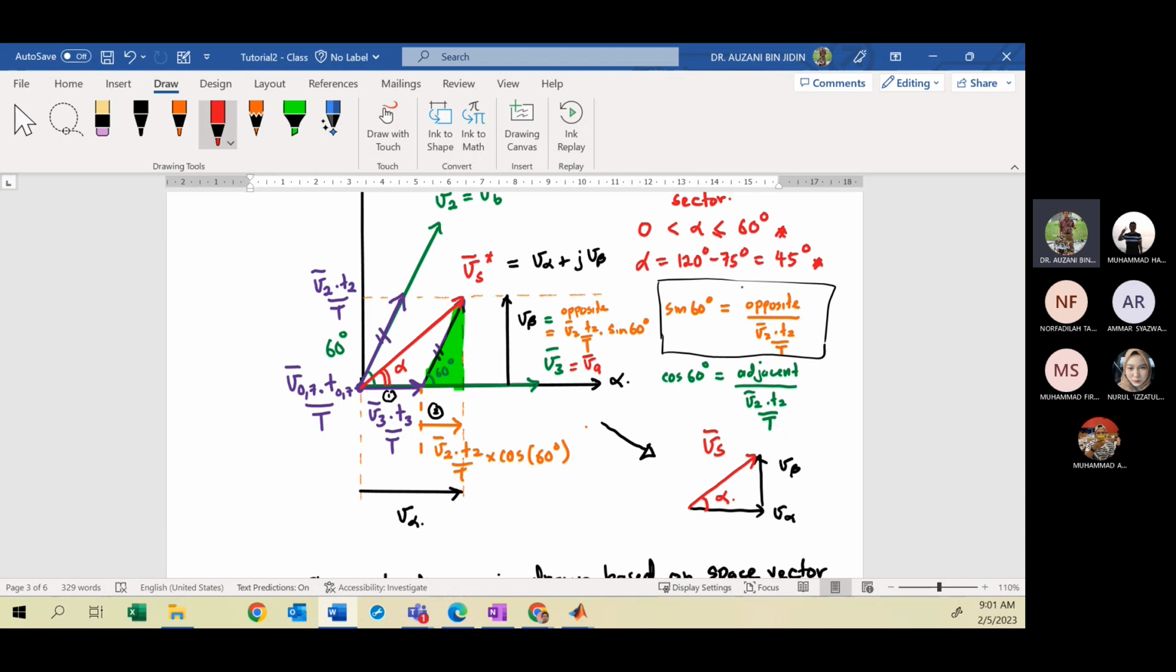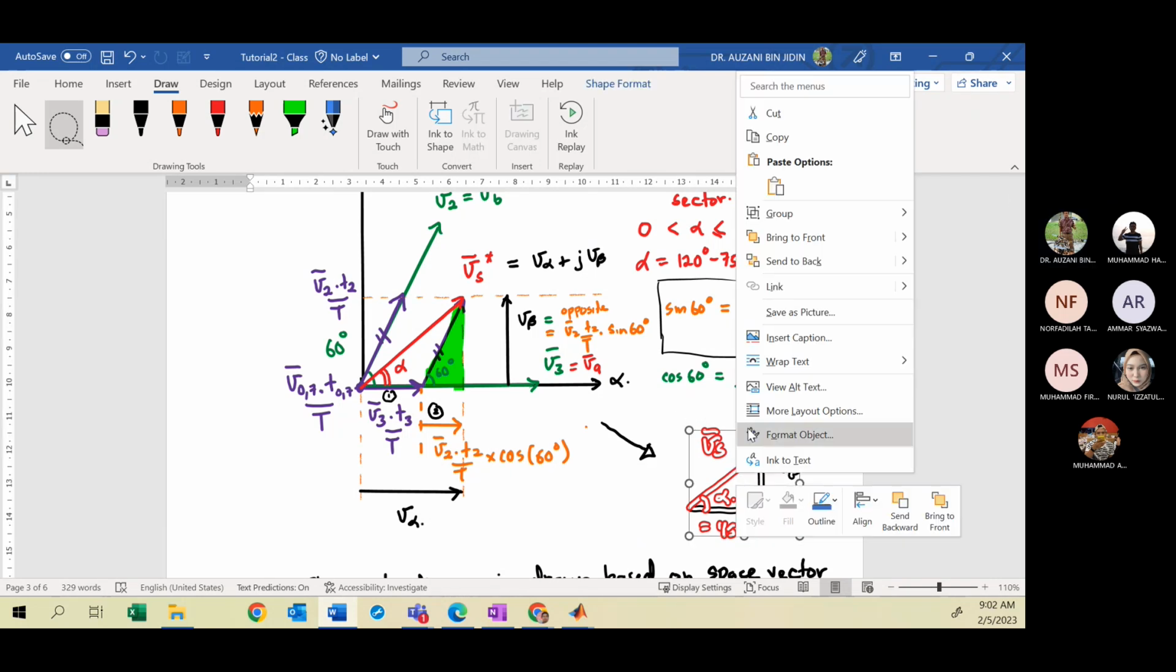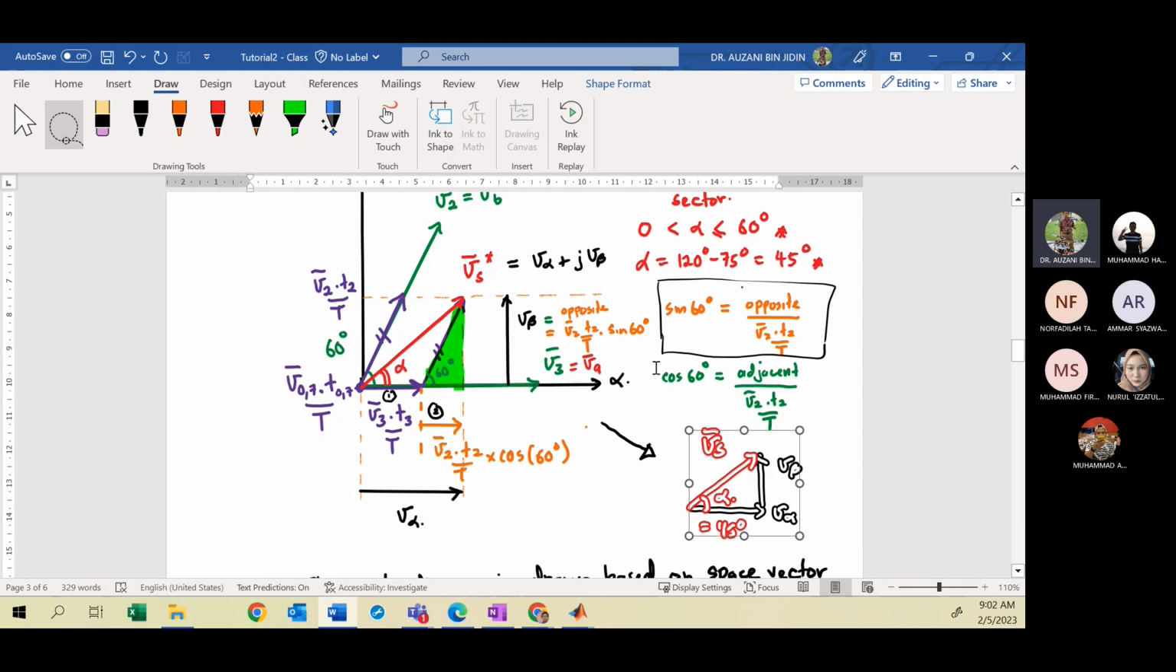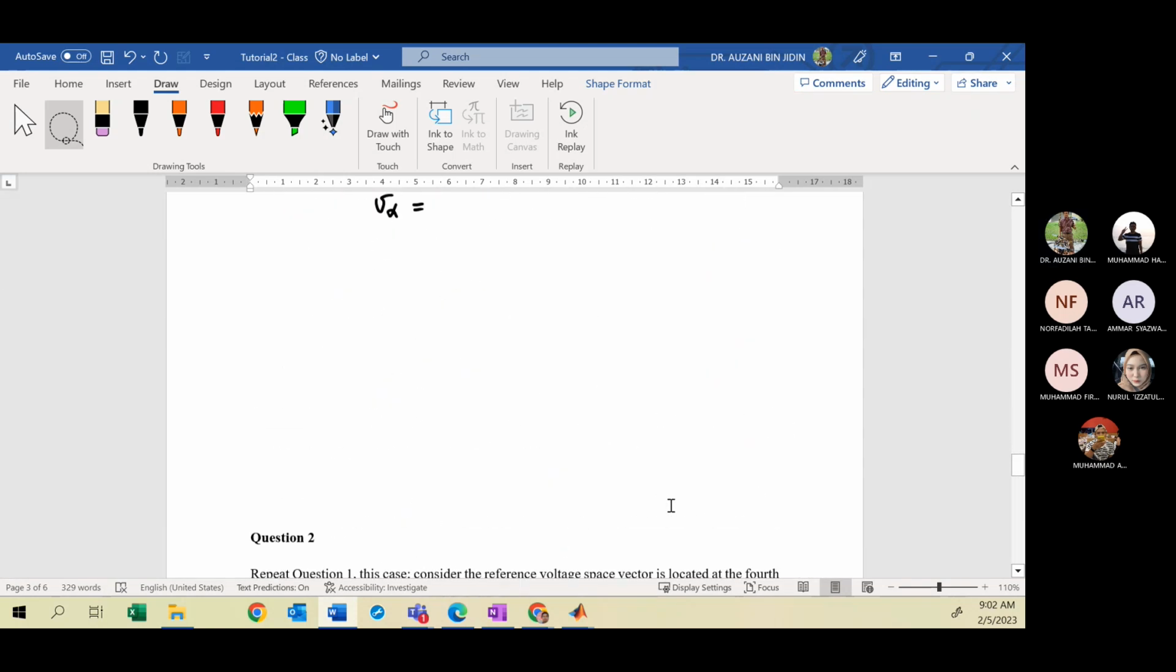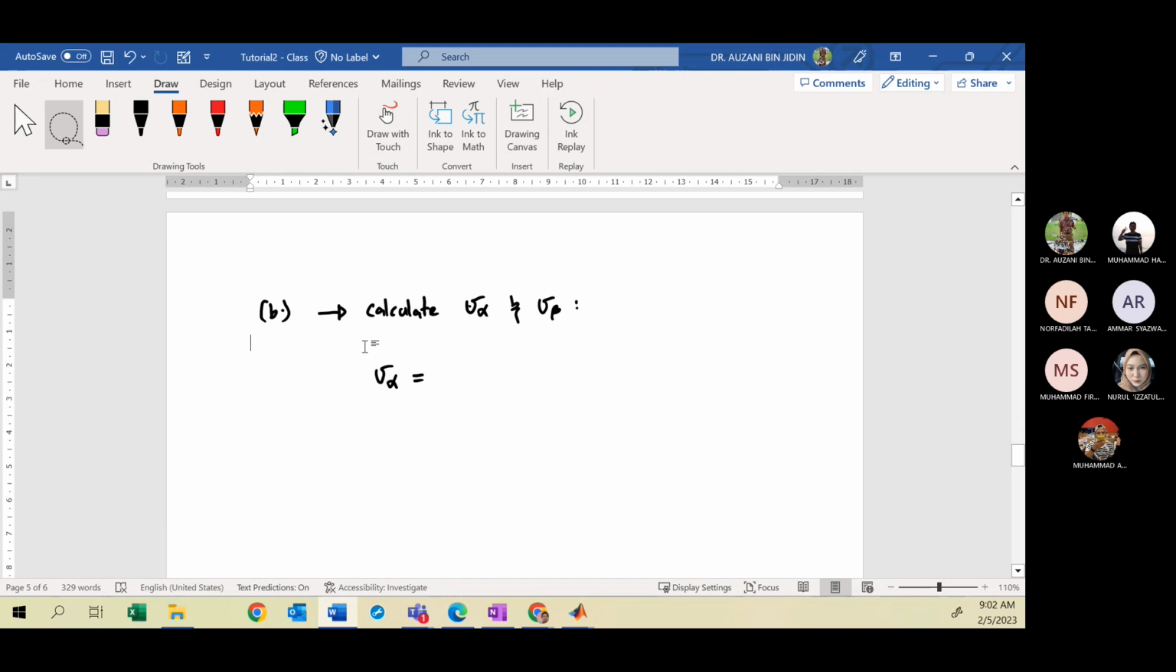So from here you can calculate V alpha and V beta, because the angle you now calculate as 45 degrees. The magnitude value of Vs is given, which is 50 volt. Clear? So maybe I can copy this diagram here to bring to this section.